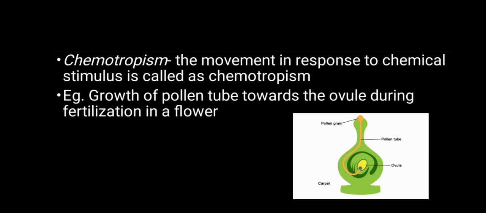Next, we will learn about chemotrophism. Chemo means chemicals. The movement of a plant part in response to chemical stimuli is called chemotrophism. Chemotrophism is exhibited during fertilization in a flower.